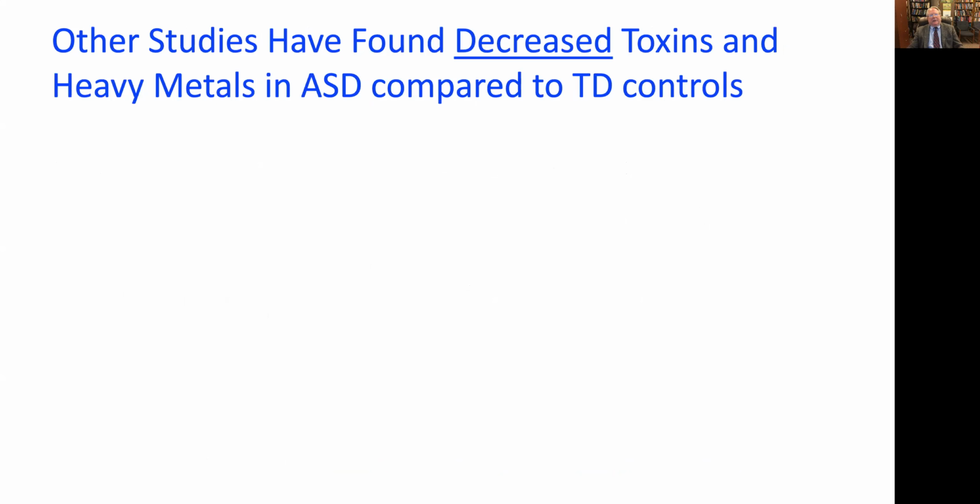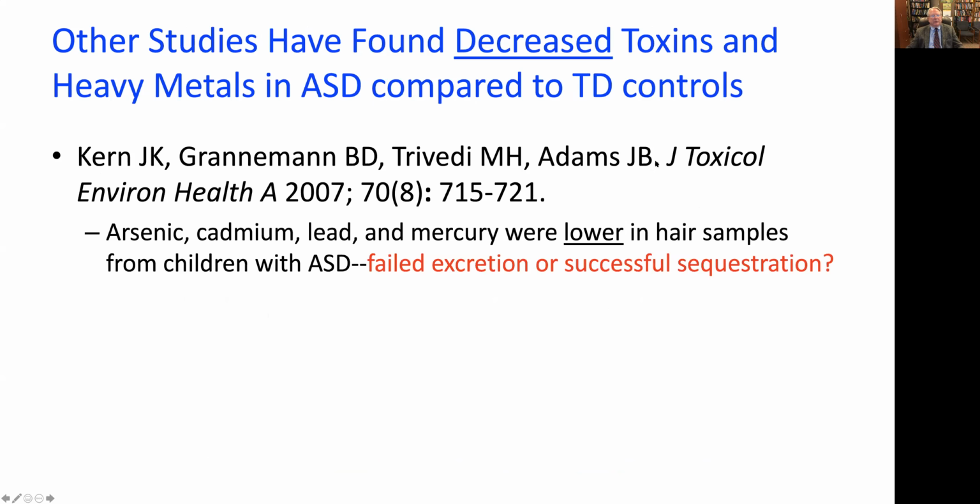So how does this fit in with the published literature? It turns out that this has been seen in other studies. Other studies have found decreased toxins and heavy metals in children with autism compared to controls. For example, a nice paper by Jim Adams looked at heavy metal and trace metal levels in hair samples from children with autism. They were actually lower than in typically developing controls. Although one explanation might be failed excretion, an alternative explanation is that by activation of the cell danger response, there was successful sequestration of those dangerous metals.